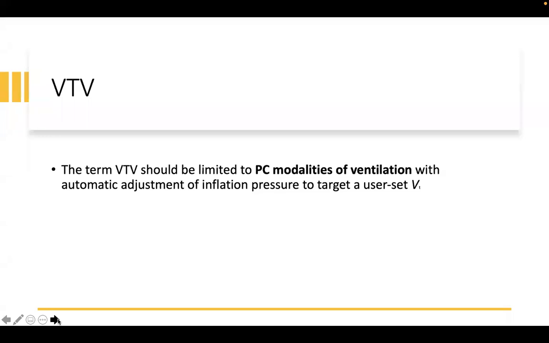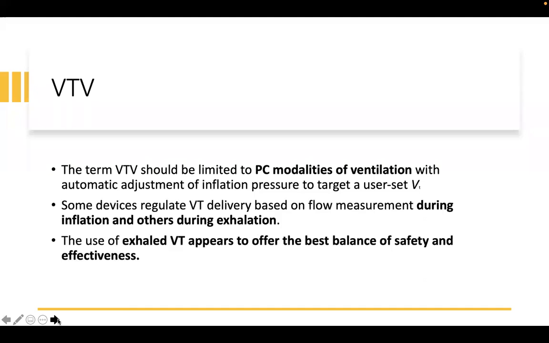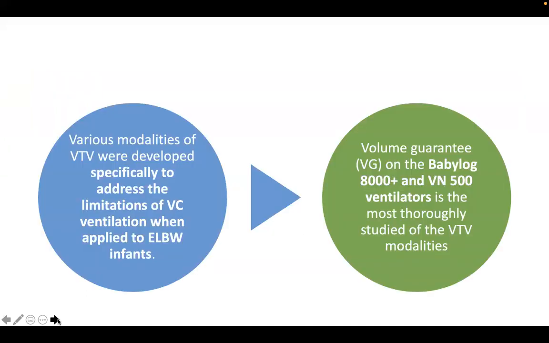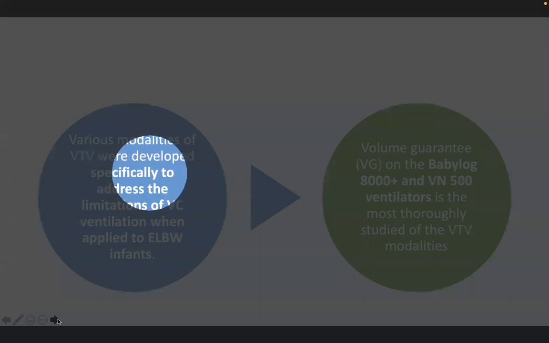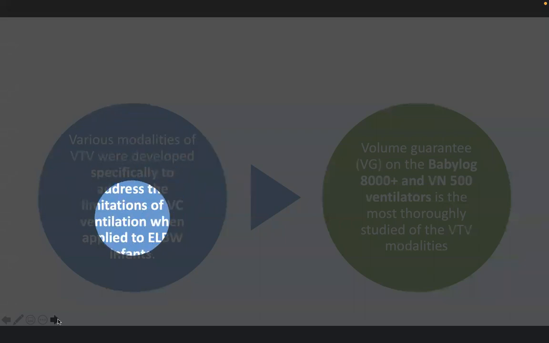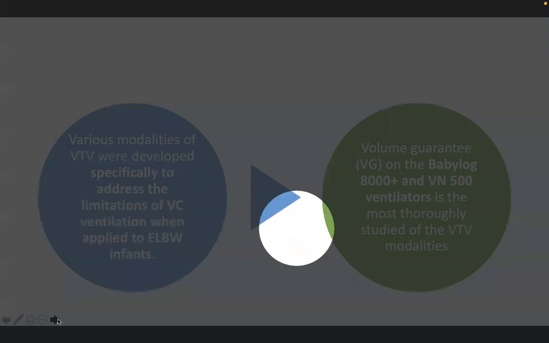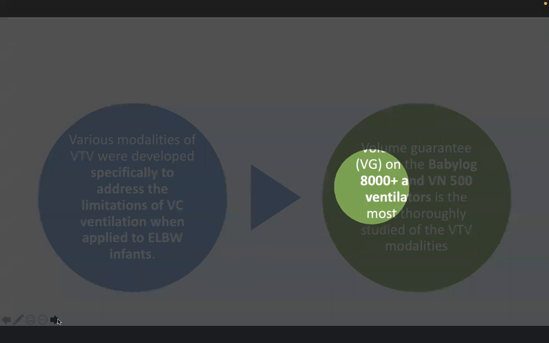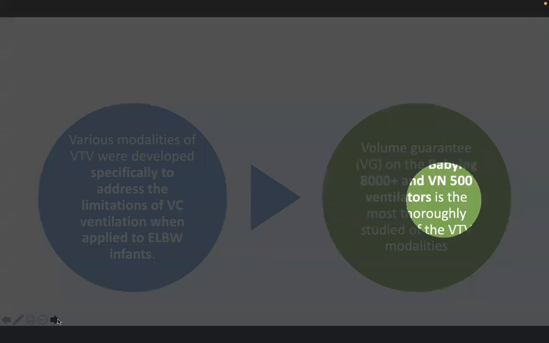In volume targeted ventilation, it is limited to pressure controlled modes of ventilation with automatic adjustment of inflation pressure to target a user set VT. Some devices regulate VT delivery based on flow measurement during inflation and others during exhalation. The use of exhaled VT appears to offer the best balance of safety and effectiveness. Various modalities of volume targeted ventilation were developed specifically to address the limitations of volume control ventilation when applied to ELBW infants. The volume guarantee on the Babylog 8000 Plus, which is commonly available in all the units, and VN500 ventilators is the most thoroughly studied of the volume targeted modalities.